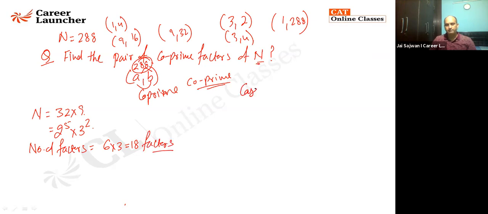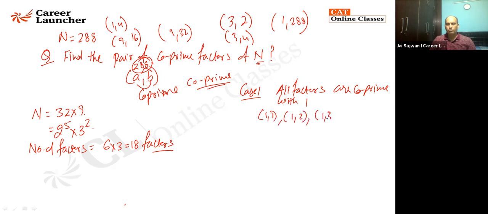Now case 1. All factors are co-prime with 1, I'm sure all of you agree. Meaning 1 and 1, 1 and 2, 1 and 3, 1 and 4, 1 and 6, and this goes till 1 and 288. I hope all of you agree that if you take one of the numbers as 1, all of these factors of 288 are co-prime with it, which is coming out to be how many cases? 18 pairs are there.